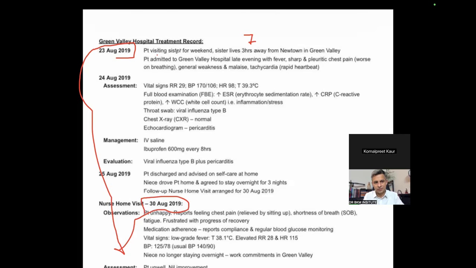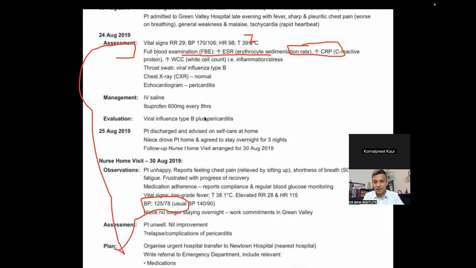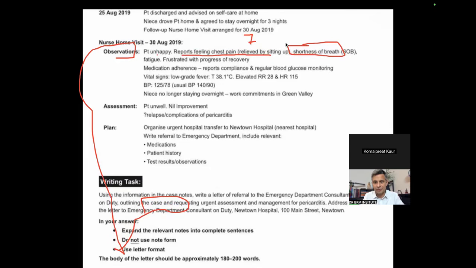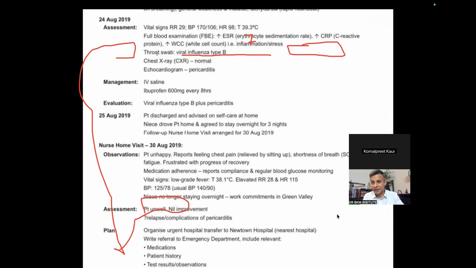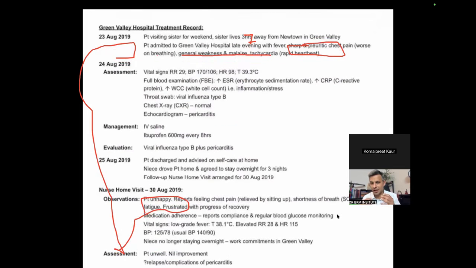On 23rd August 2019, patient visiting sister for weekend. Sister lives 3 hours away from the Newtown Green Valley. So that means patient lives in Green Valley. Obviously, we understand until now. And that is why patient was living in Green Valley. That's why we are sending the patient to Green Valley, Newtown only. Right, Newtown. That means the patient is a resident in foreign countries. It's not like that I will go to this hospital. So whatever the nearest hospital is, you go to that emergency department.